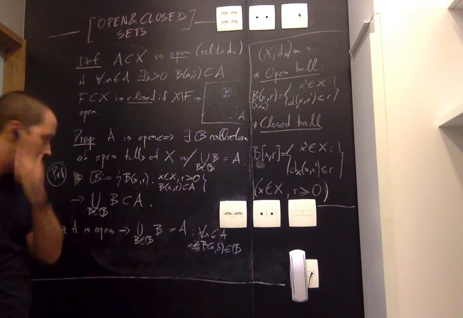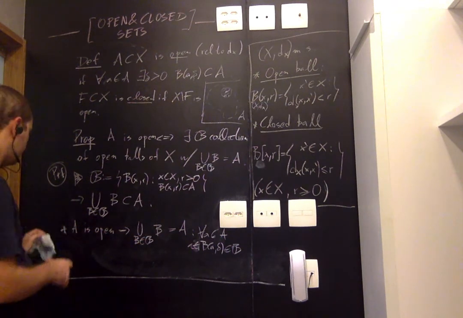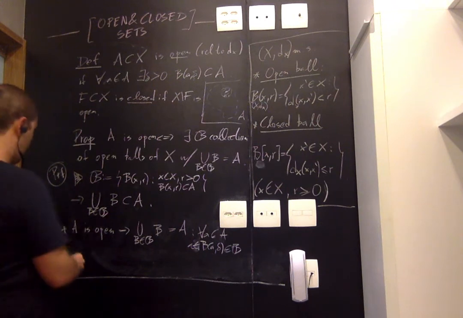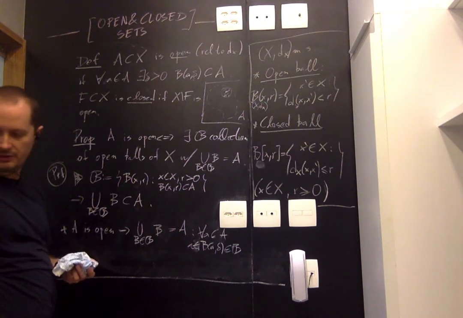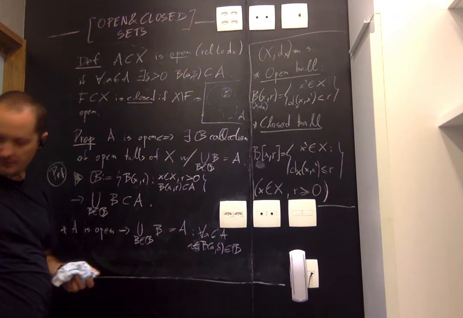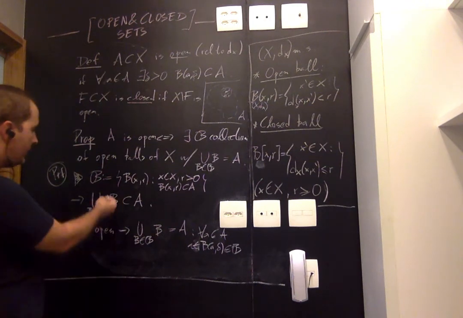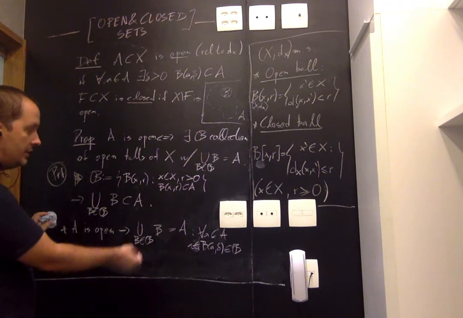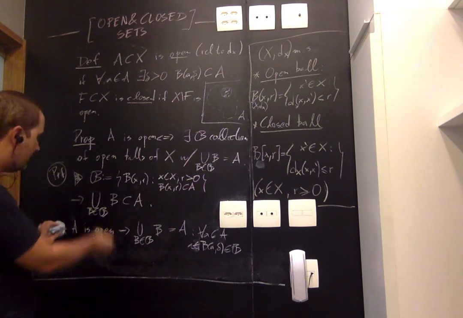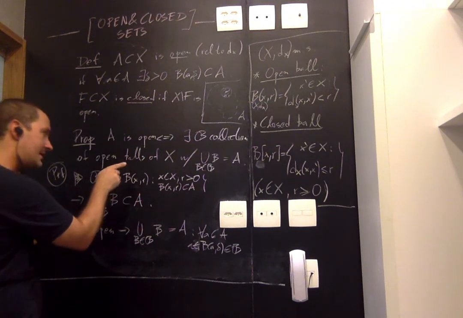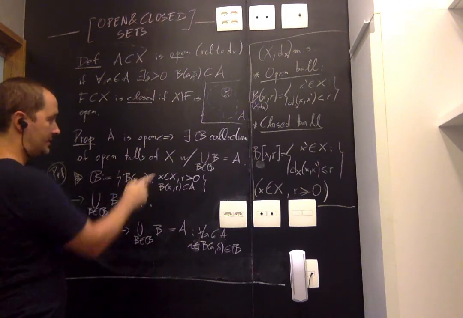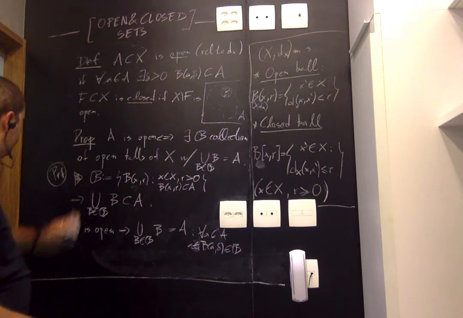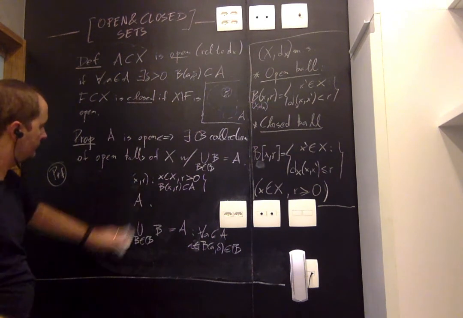And how do I go in the opposite direction? Let's forget this collection, because what I did here was to argue that if you have an open set A, you can find a collection of balls whose union is A. And the collection is the most natural possible: just take every single open ball that's contained in A. What about the other direction?